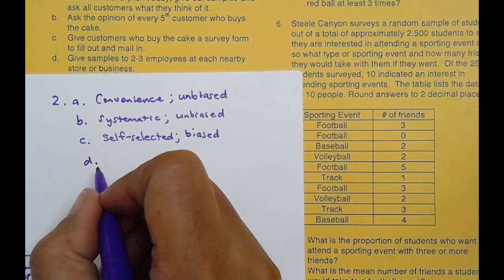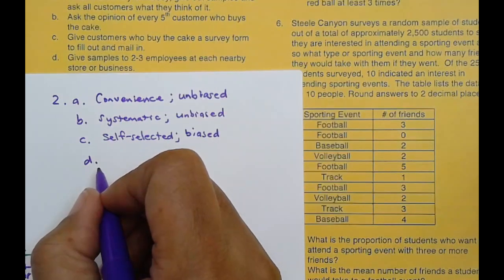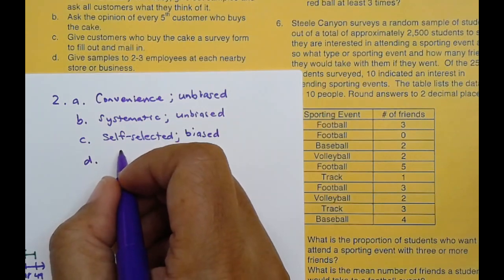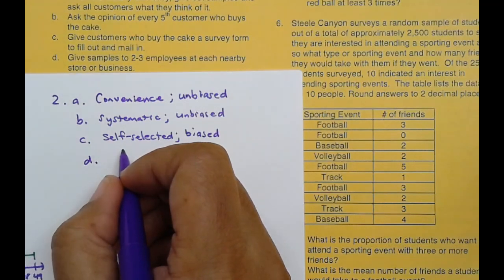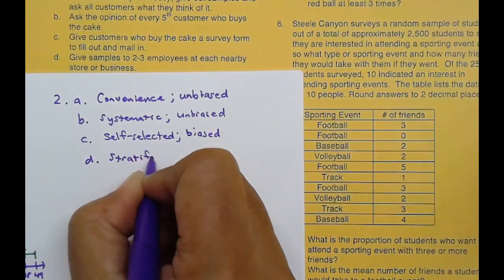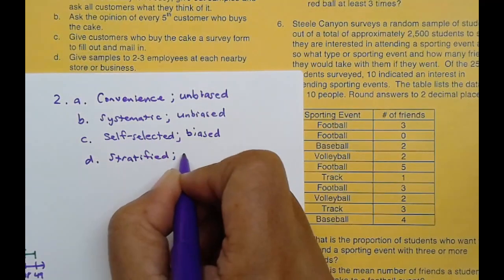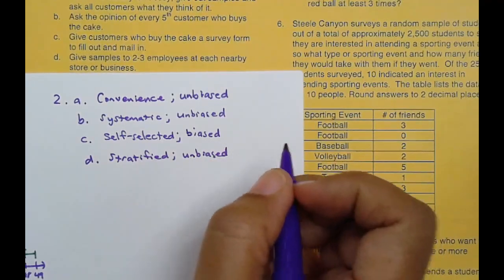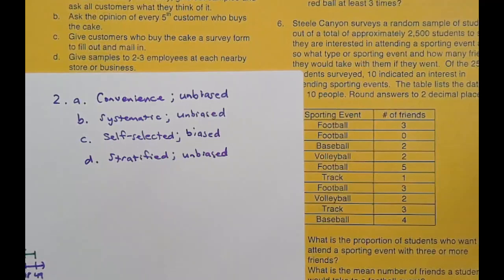And D gives out samples to 2 to 3 employees at each nearby store or business. This is considered stratified because it's a little bit from every group. Since you're getting a little bit of every group, that's considered unbiased because you're getting a sampling of people from all different places.